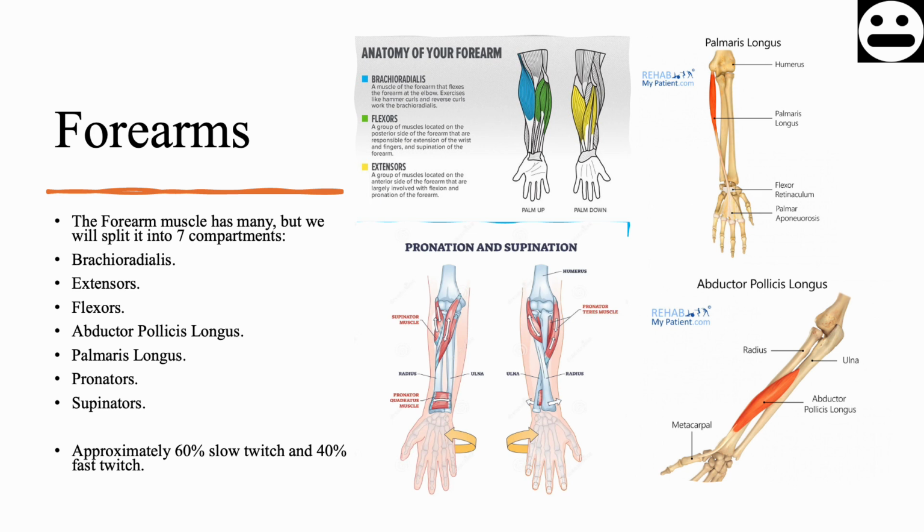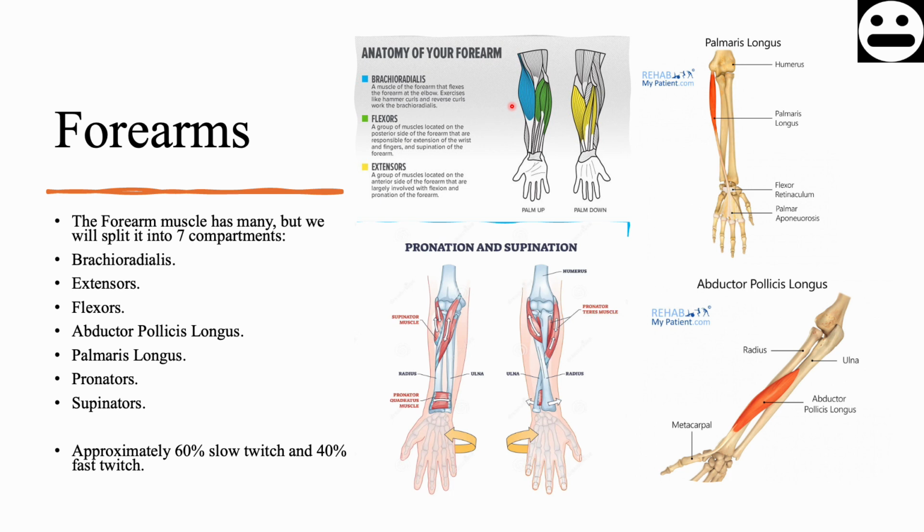So your brachioradialis is right here. So if you lay your hand out, palm up, and you can see your brachioradialis and your flexors. Now, once you put your palm down, you can see your extensors now.